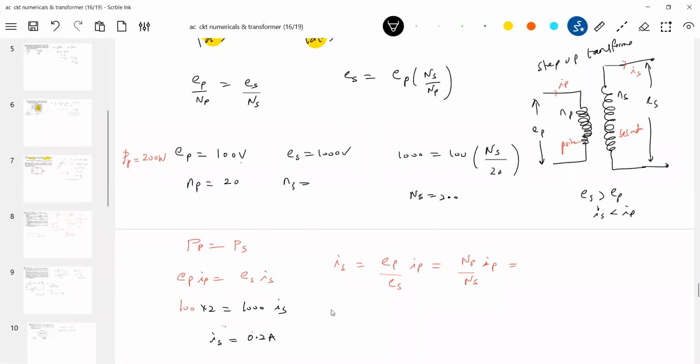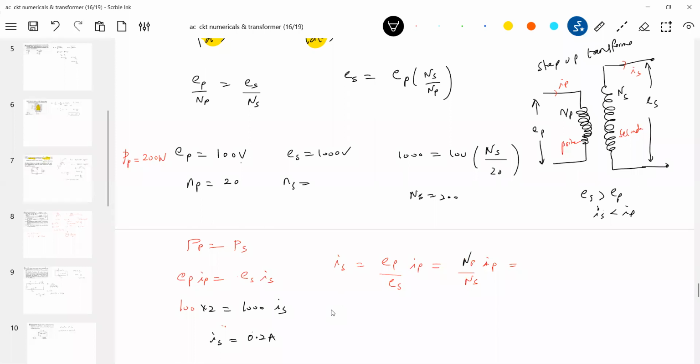Is it okay? So the expression for the current in the secondary coil depends on the number of turns in the primary and secondary. The symbols we use are capital. So the ratio of turns of primary to secondary will determine whether it is step up or step down.